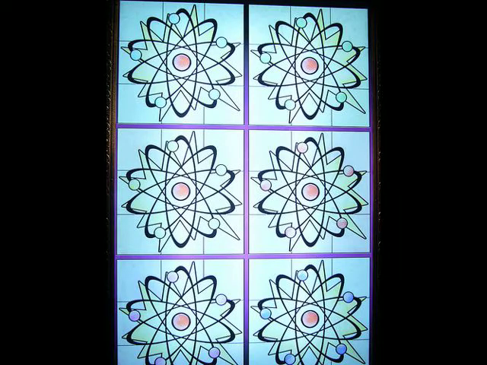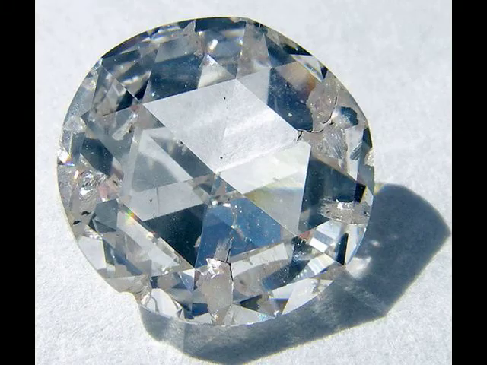So, for one solid definition, according to dictionary.com, nanotechnology is the science and technology of precisely manipulating the structure of matter at the molecular level. But what does that mean anyway? Every substance is formed by small atoms and molecules. For example, diamond is made of atoms of carbon.